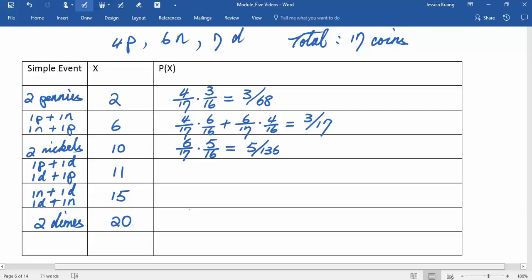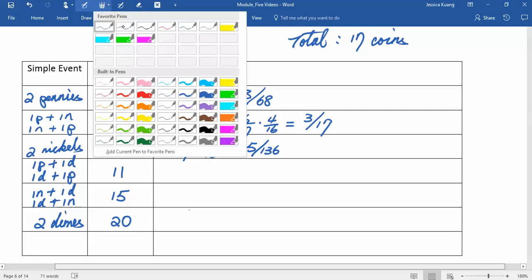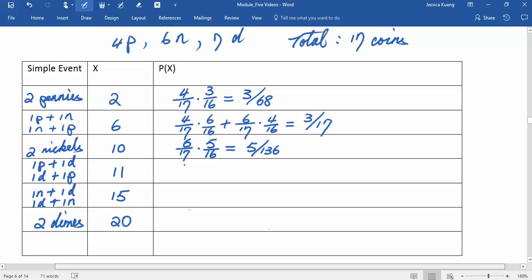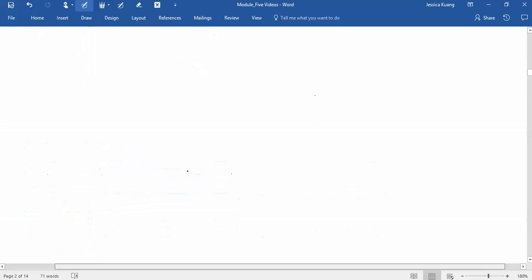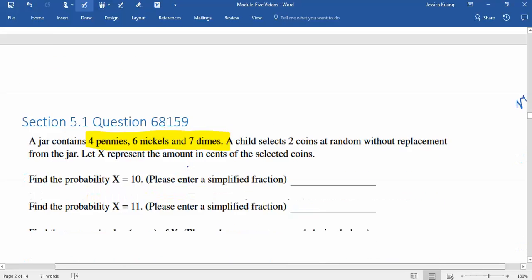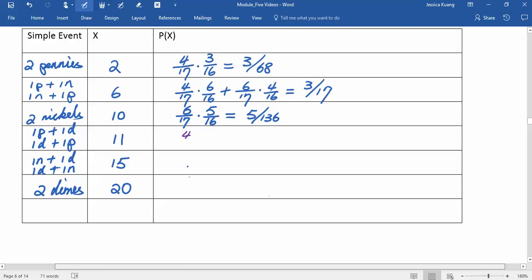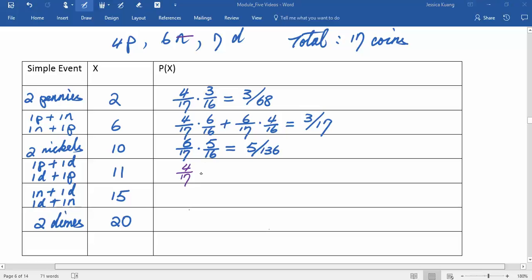Moving on, the probability of getting 11. So 2 scenarios. One is, I get a penny first. So 4 out of 17. And then I get a dime. So I have 7 dimes, so that probability will be 7 over 16.